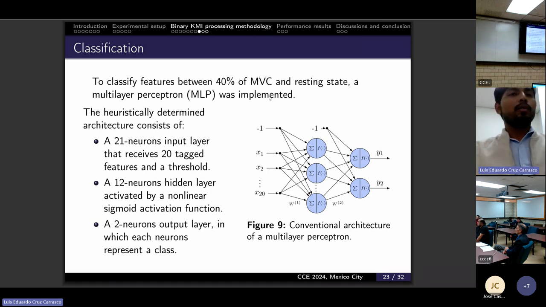We continue with a hidden layer with 12 neurons that are activated with a sigmoid function. And after that, we have an output layer with 2 neurons, where each one represents a class. If one of the neurons is activated, it represents the KMI, and if the other is activated, it represents the resting state. So this was the model that we used to classify between KMI and resting state.